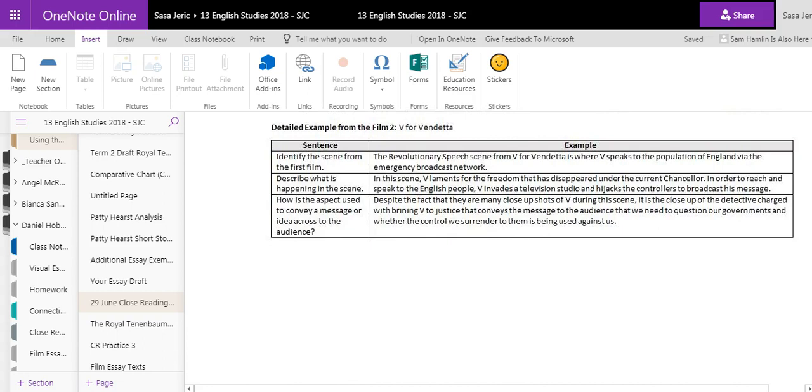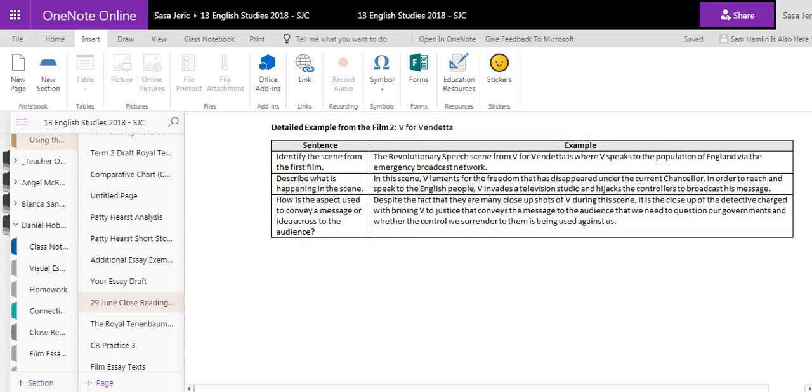Now I do the exact same thing for my second film. I follow that exact same order to show detailed examples. So my next paragraph, now I'm going to talk about V for Vendetta. So the revolutionary speech scene from V for Vendetta is where V talks to the people of England. You know, what's happening? Well, he's just taken over this TV station. Okay? And he's talking about what happened, how they lost their freedom in England to the new chancellor.